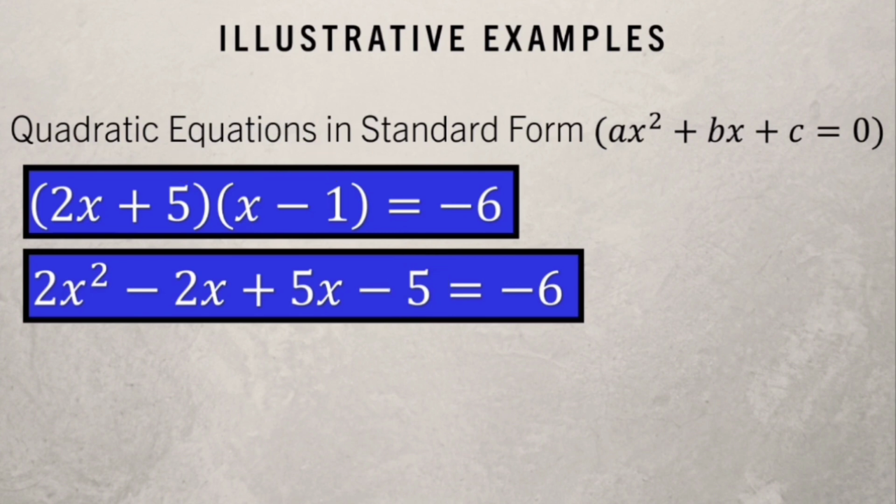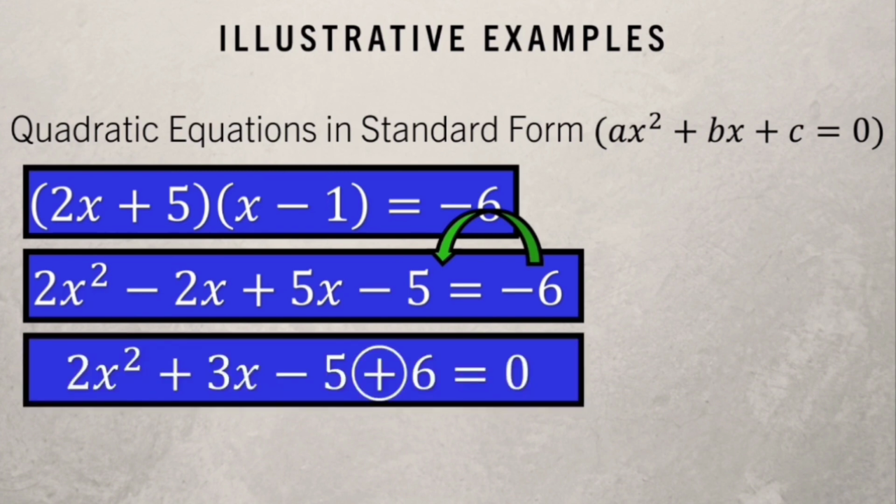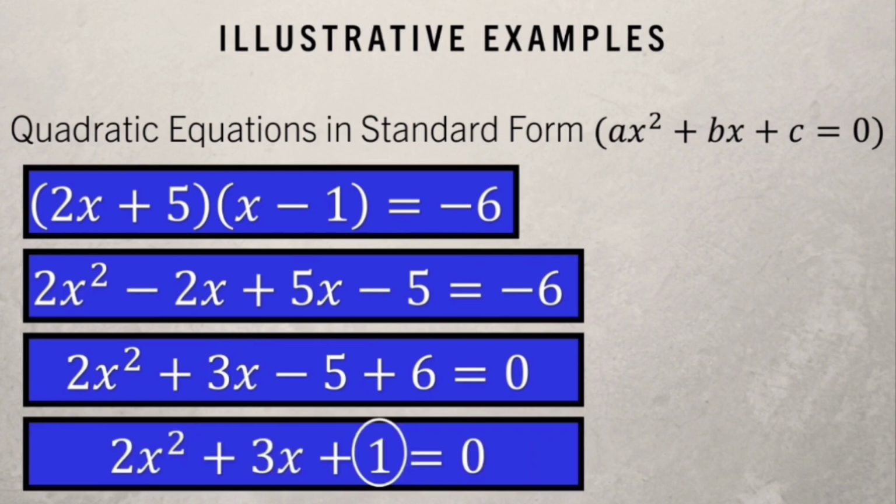And then, what we're going to do next is to transpose negative 6 to the left side of our equation. So from negative 6, it will become positive 6. And then after that, as you can see, we have here negative 2x and 5x. We're going to combine like terms. So negative 2x plus 5x is positive 3x. And as you can see, we may combine negative 5 and positive 6, and it can be resolved to positive 1. Therefore, 2x squared plus 3x plus 1 is equal to 0 is the standard form of the quadratic equation.